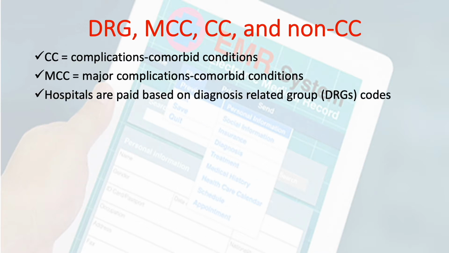Basically, hospitals are paid by Medicare and other major insurance companies based on what is known as DRG, or Diagnosis Related Group. A DRG will lead to higher payment to the hospital if it has a CC in it than a DRG without a CC. And a DRG with an MCC will be reimbursed even higher than a DRG with a CC because it implies a more complicated case.